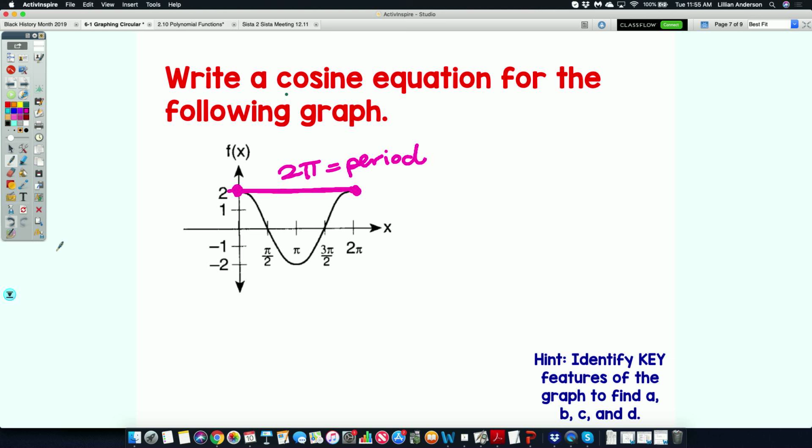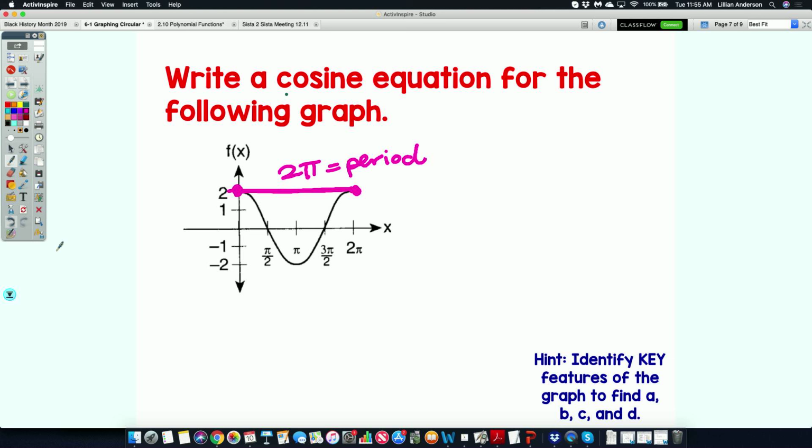Now, since this is a cosine function, normally where does cosine start on the y-axis? 1. It doesn't start at 1. It starts at what? 2. Starts at 2. Did it look like the graph got shifted up, or did it look like it got stretched? It definitely got stretched. So it didn't get shifted. It got stretched, which affects which part? Your amplitude, your A.